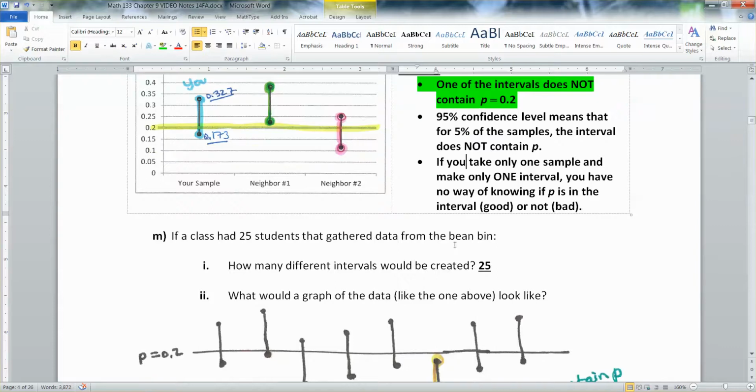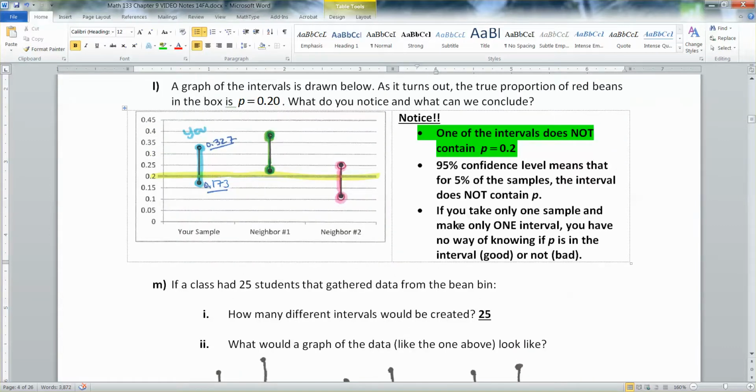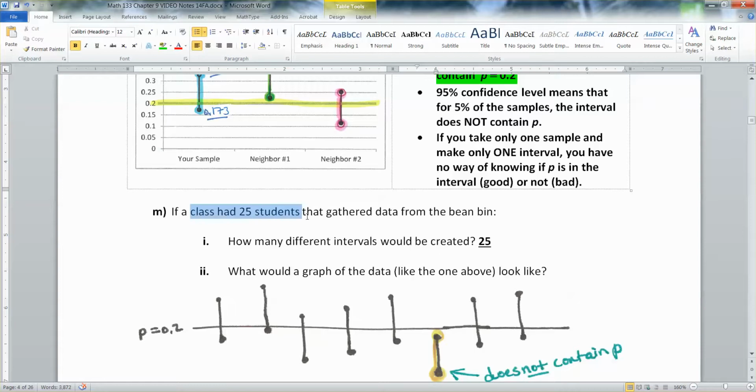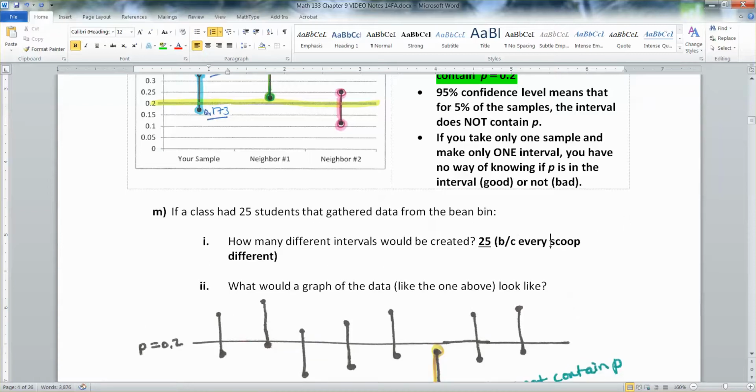Now, how often is this going to happen? Well, it's going to happen 5% of the time if you have a 95% confidence. So let's say we had 25 students and they all take a scoop, right? So every student comes up and gets a little scoop of beans, they count them out. So how many different intervals are you going to be making? You'll make 25 different intervals because every student will have their own data set. Every scoop is different, right? Every student's scoop will be its own thing, and therefore their intervals will all be different. So all intervals will be unique for all of the students.